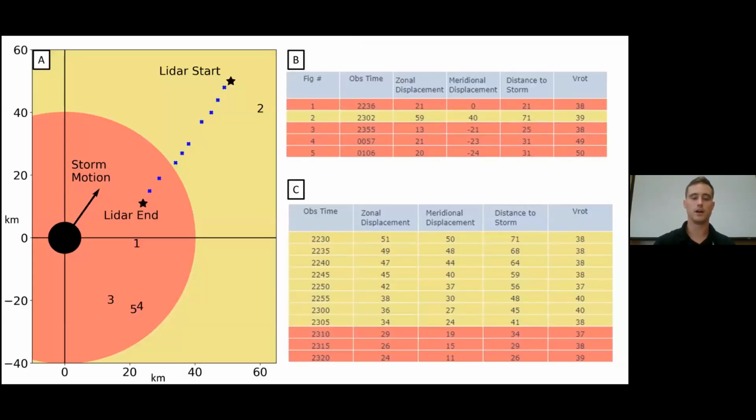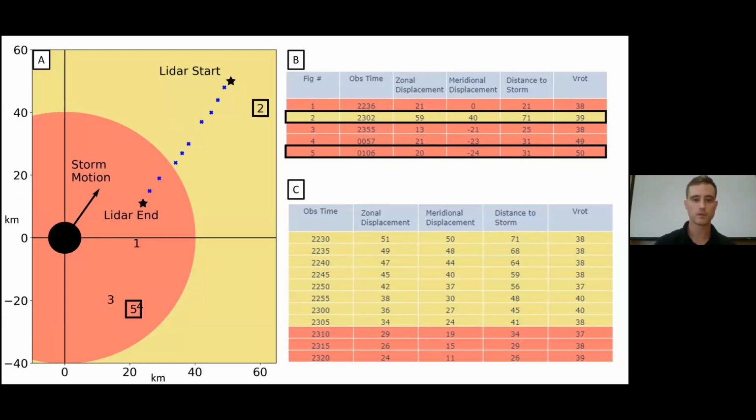Now, in a storm relative sense, in this image, we have panel A here and this image over here. This shows the storm relative locations of the observations that I'm going to be particularly looking at. So the numbers are the radiosonde locations, and the blue X's represent the storm relative location of the LiDAR. So keep in mind that the LiDAR is stationary and the storm is approaching the LiDAR. Now, for the first bit of analysis, I'm going to look at two radiosonde observations, the far field 2302 observation and the near field 0106 observation.